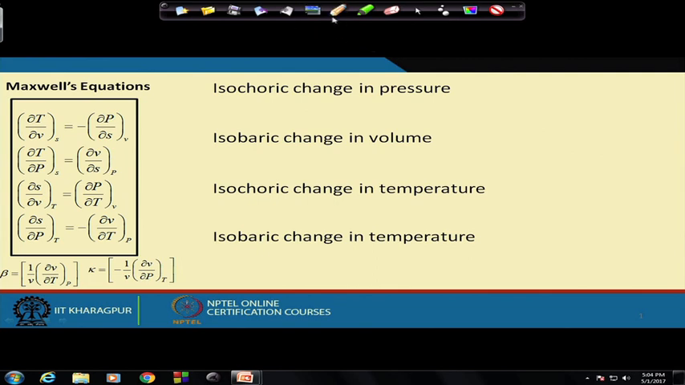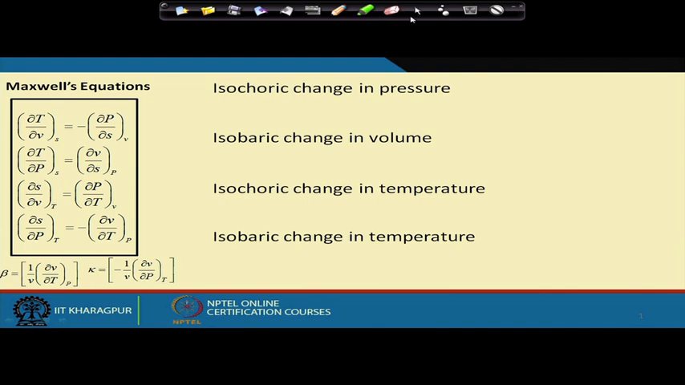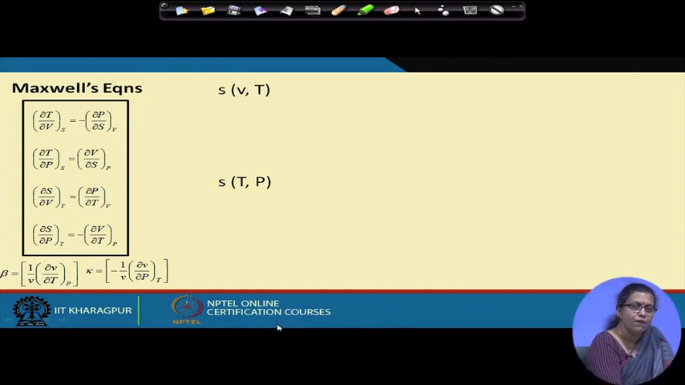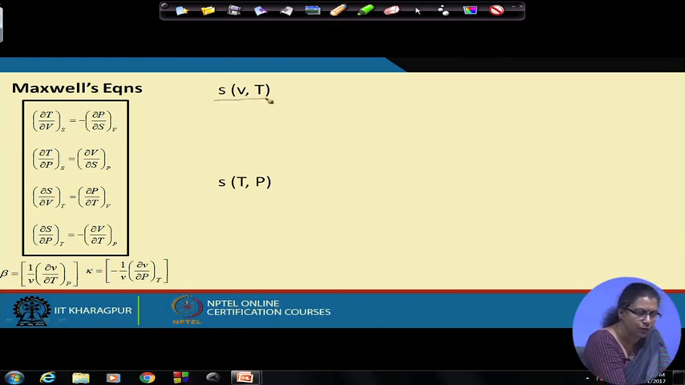Now, once we have discussed how entropy changes with pressure, volume, temperature, etc., we should be in a position to derive the TdS equations. In other words, we should be able to derive entropy as a function of volume and temperature, and entropy as a function of pressure and temperature. Let us see how we go about doing this.